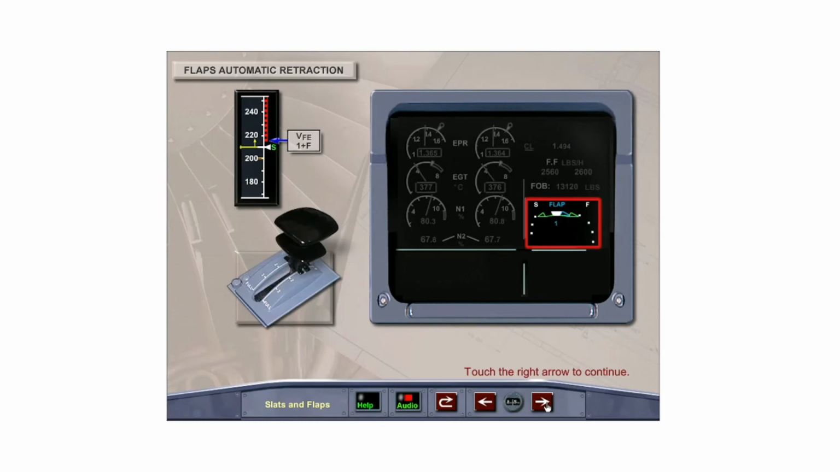After takeoff with config 1 plus F, the flaps only will automatically retract at 210 knots to prevent exceeding the max flap extension speed of 215 knots. This may occur at high aircraft gross weights where the slat retraction speed is close to 210 knots. After an automatic retraction, automatic re-extension does not occur if the speed again drops below 210 knots.